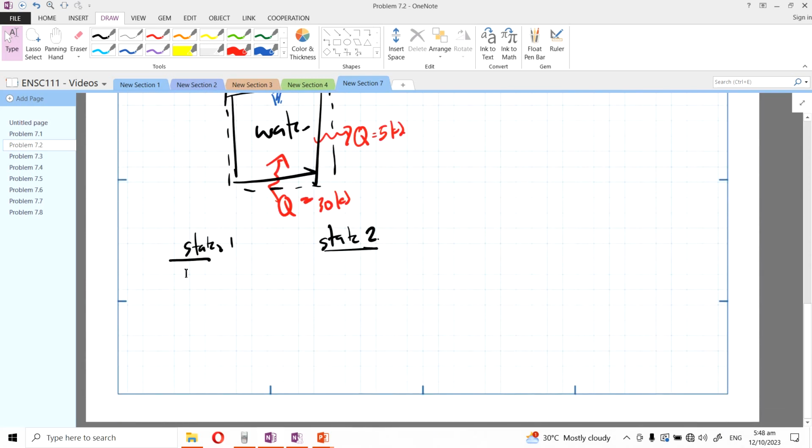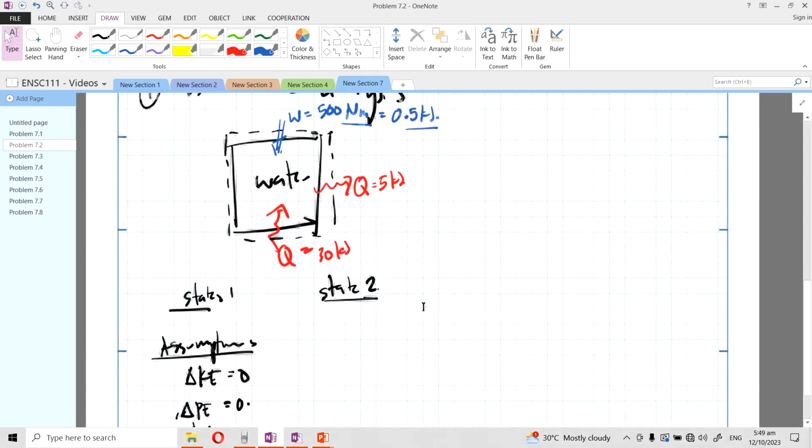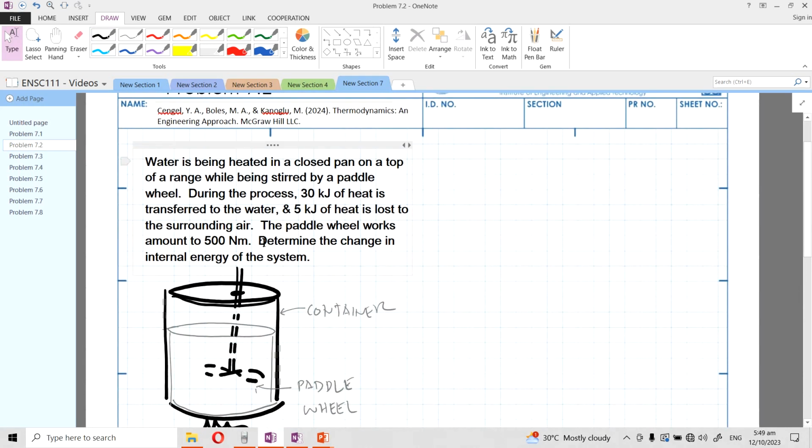So, right, no specific data regarding U1 or U2 or kinetic energy. So I think we need assumptions here for additional information. Delta KE is 0, and delta PE is also 0. But the delta U, although it's not given here, is actually what we're looking for.